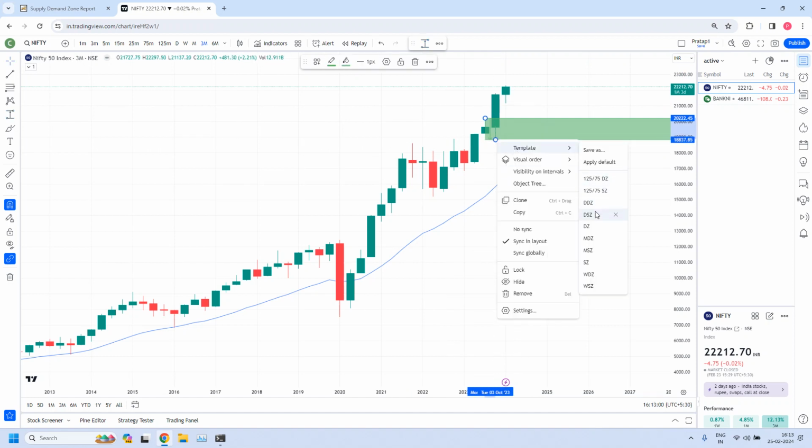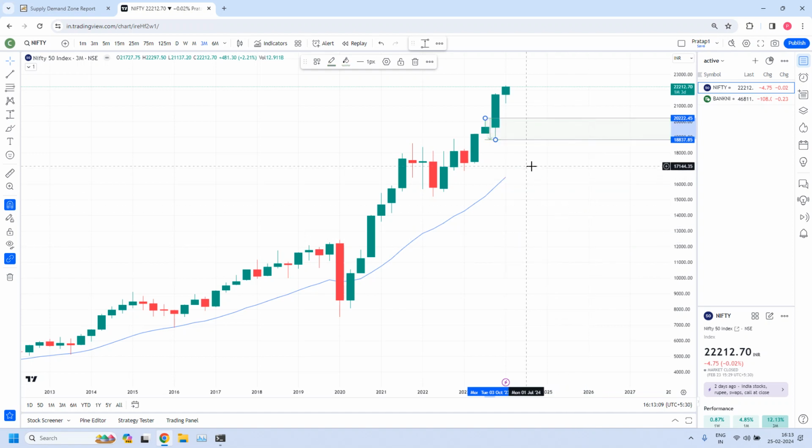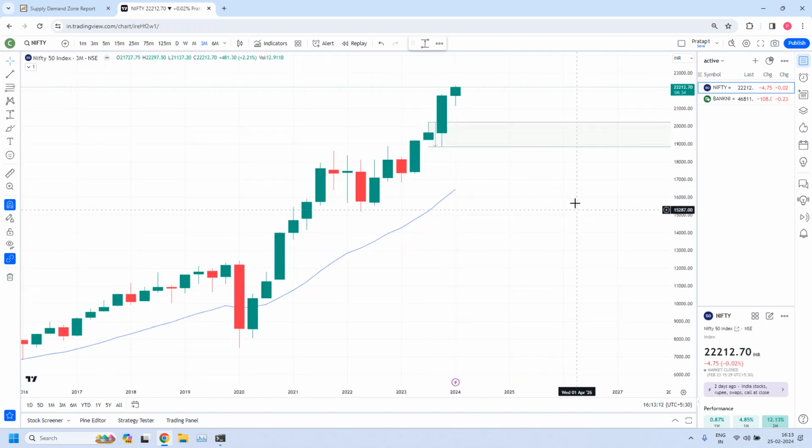Let me mark with light color. The lightest color is for the monthly supply zone. Let us use the same for quarterly also. Sorry, demand zone. So this is the quarterly demand zone.